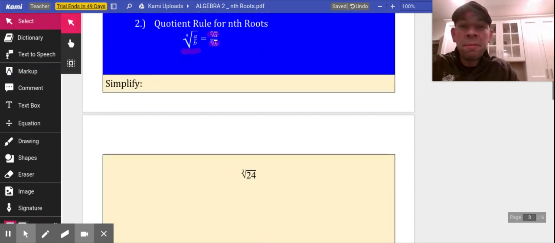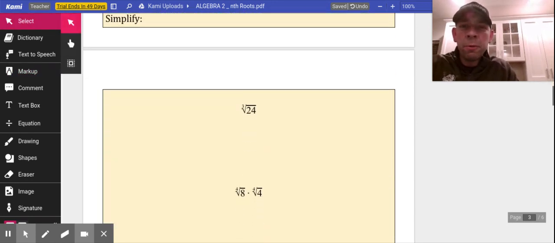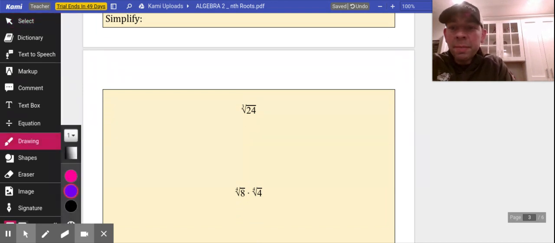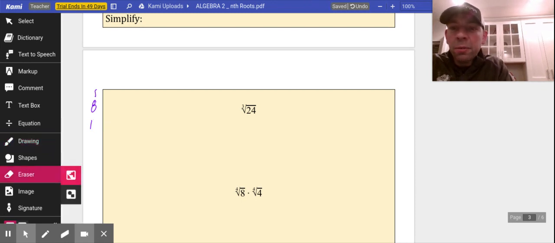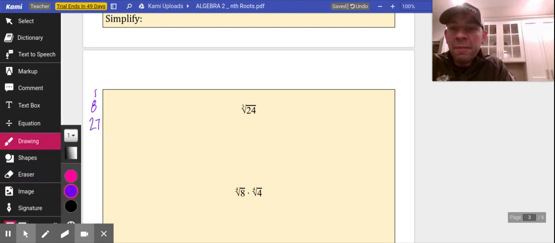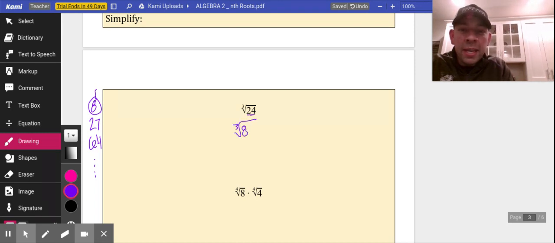Okay, we want to simplify the cubed root of 24. Now, if I was to make a list of perfect cubes on the side of my paper, one's a perfect cube, 8, 3 to the third is going to be 27, 4 to the third, 64, etc. You'll notice 24 is not on that list, but 8 is, and 24 is divisible by 8. So I'm going to rewrite this as the cubed root of 8 times 3.